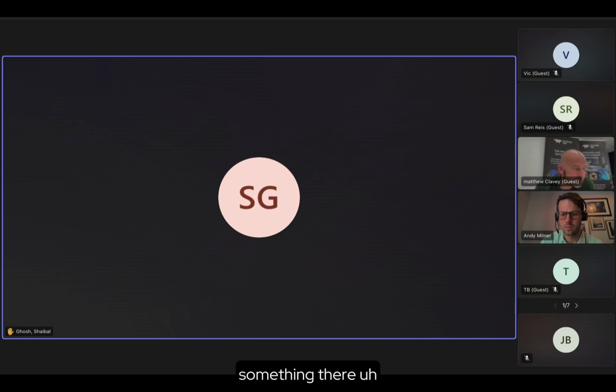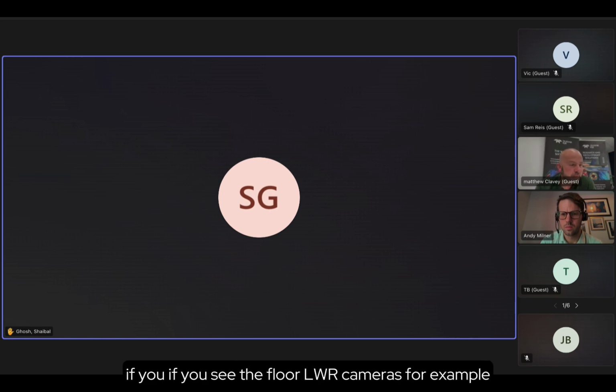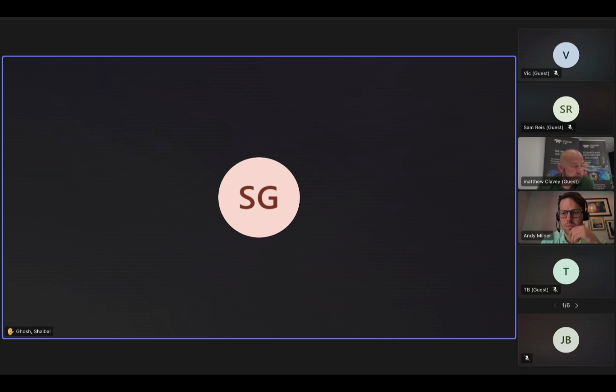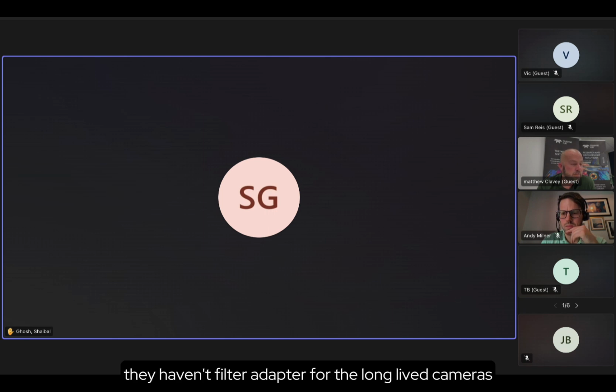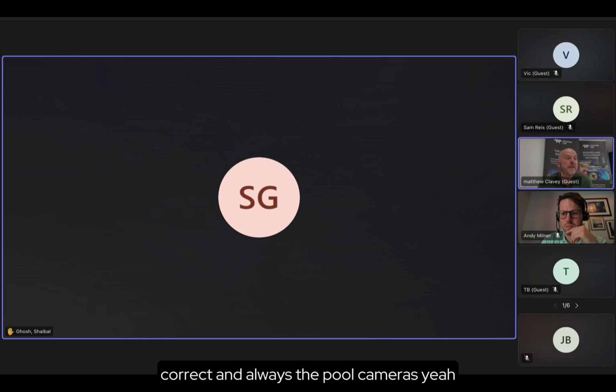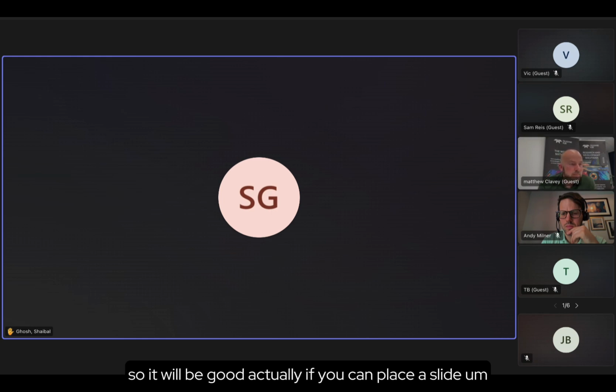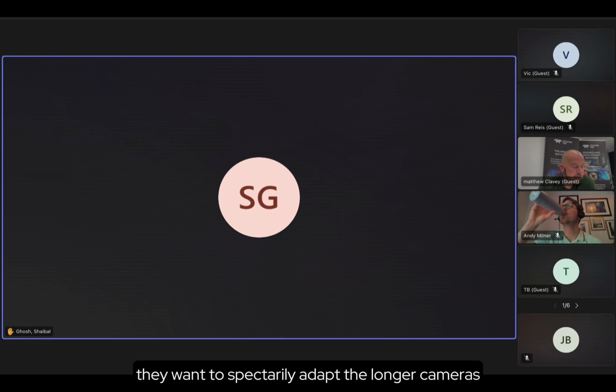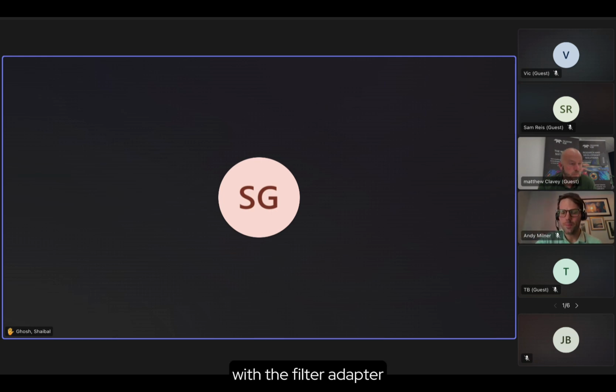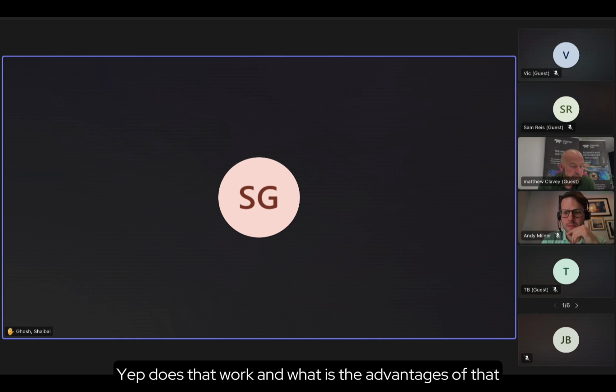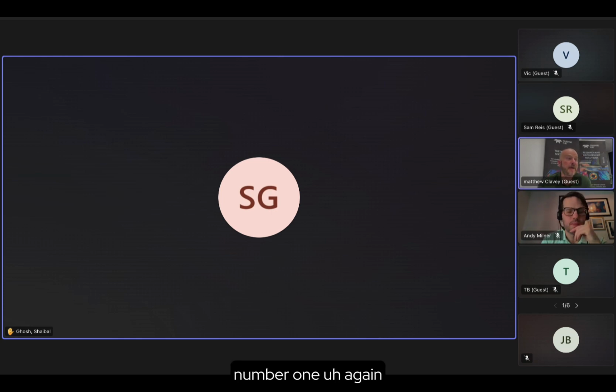Because it will be in the next session, I just want to add something there. If you see the FLIR LWIR cameras, for example the A650 SC, they have a filter adapter for the long wave cameras, correct? And always the cooled cameras, yeah. It will be good if you can place a slide. Most people want to spectrally adapt the long wave cameras with the filter adapter. Does that work, and what are the advantages of that?